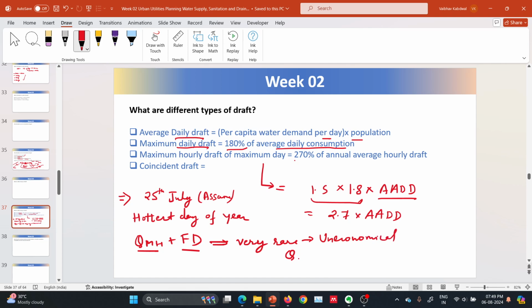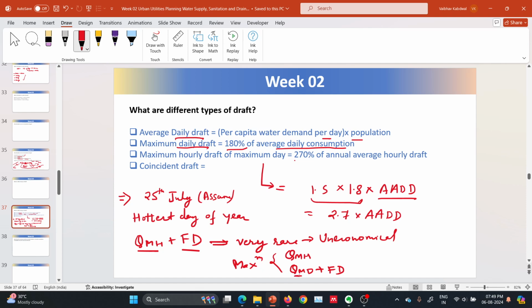So we are assuming here, on the hottest day of the year, taking the example, the fire will not happen. On this day, the fire will not happen on the maximum. So maximum daily plus fire demand. Some other day the fire will happen. So we'll observe these two things, and the maximum will be taken as the coincidental draft. If we design based on this, it will be uneconomical.